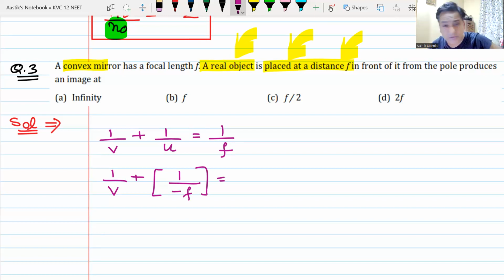Minus 1 by f. What about the focal length of a convex mirror? Is it positive or is it negative? Positive. That's it. So I put 1 by plus f. And you solve this simple equation and you get the value of v. I'm not going to solve it because I want my kids to do this. Can you tell me what is the value of v, my dear friends?